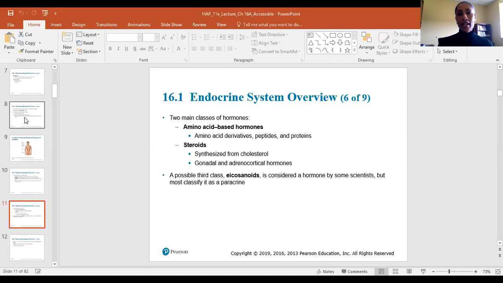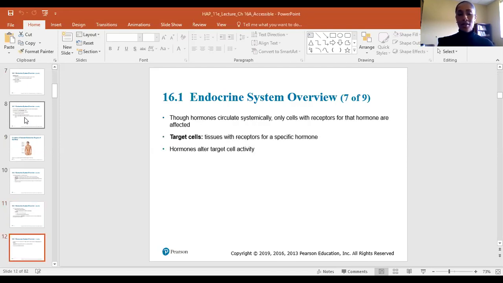A possible third classification of hormones can be our eicosanoids. There's some controversy with that because this classification is considered hormones by some scientists, but some scientists classify eicosanoids as a paracrine. So depending on what scientist you're talking about, it varies. But the two main classifications will be amino acid-based hormones and steroid hormones.